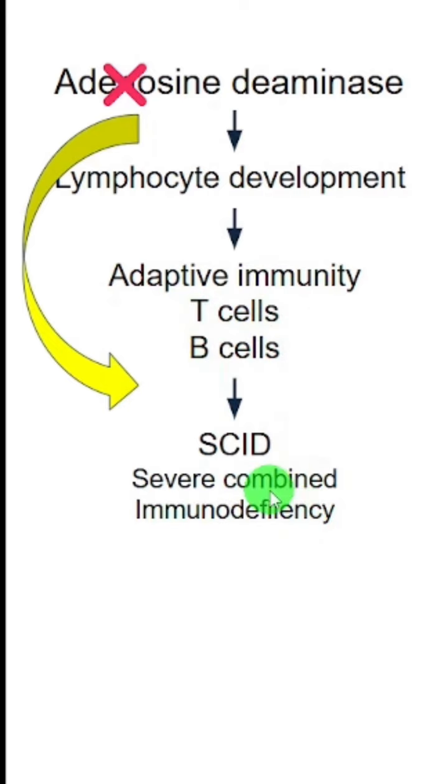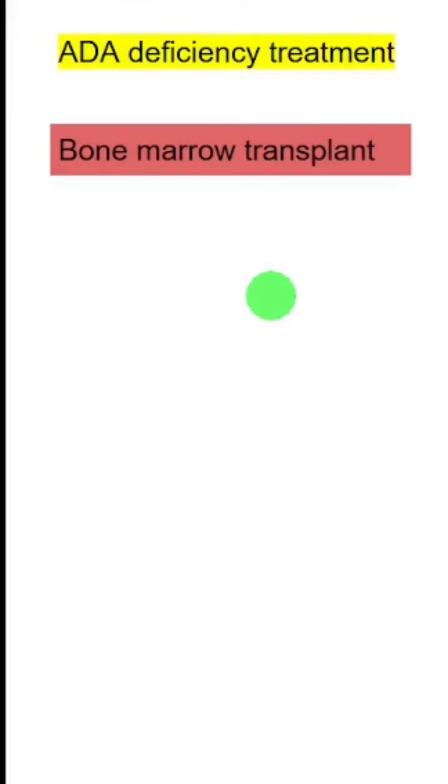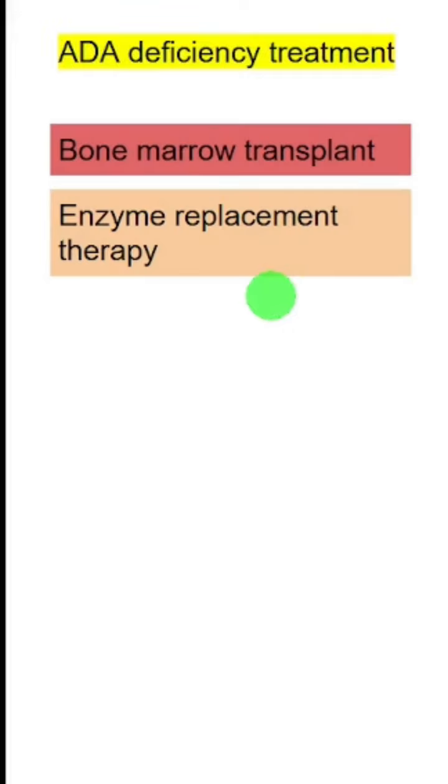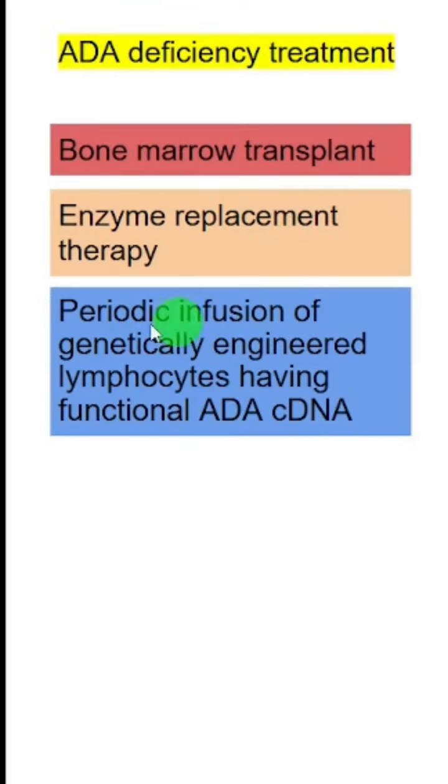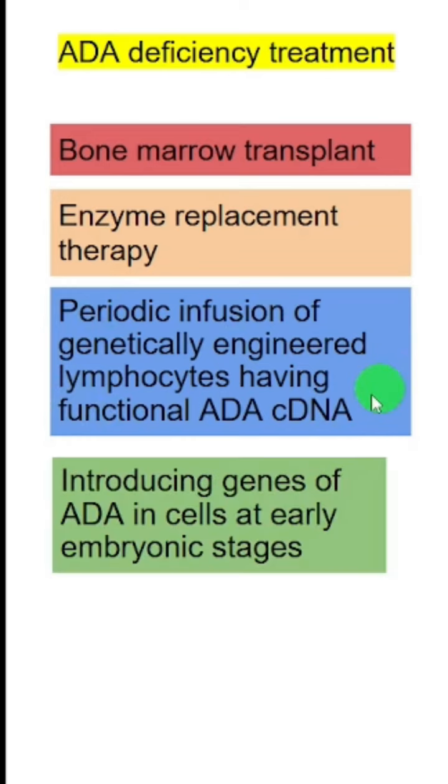It is called combined because both the lymphocytes, T and B cells, are affected. And patient is extremely susceptible to infection. So treatment options are bone marrow transplant, enzyme replacement therapy. So this is the gene therapy which is mentioned in NCERT textbook. The ideal gene therapy would be introducing the genes in early embryonic stages. So I will explain you these two topics now.